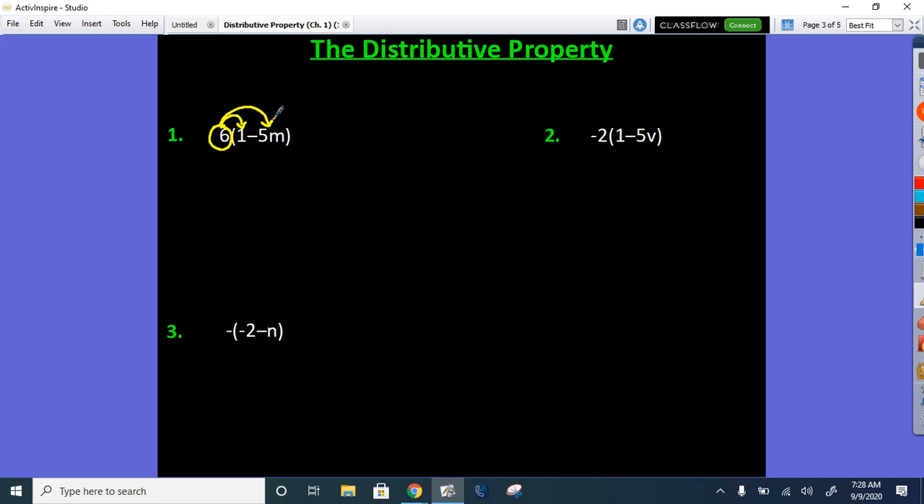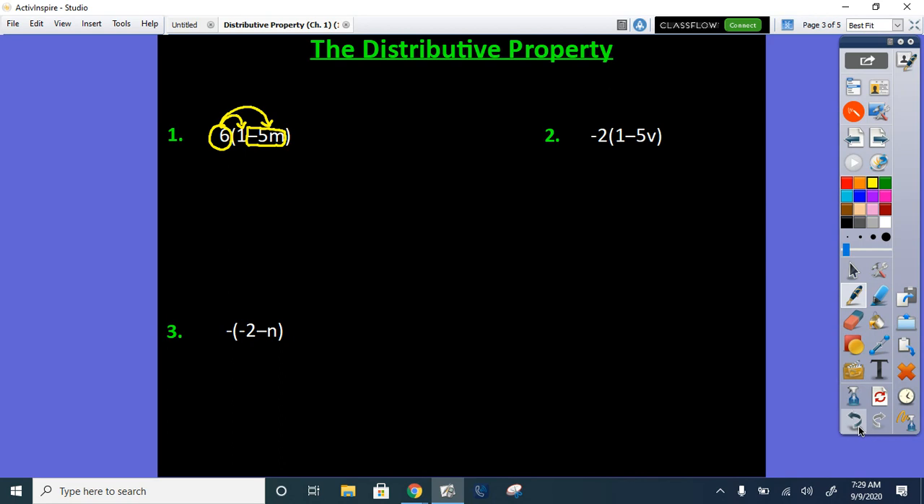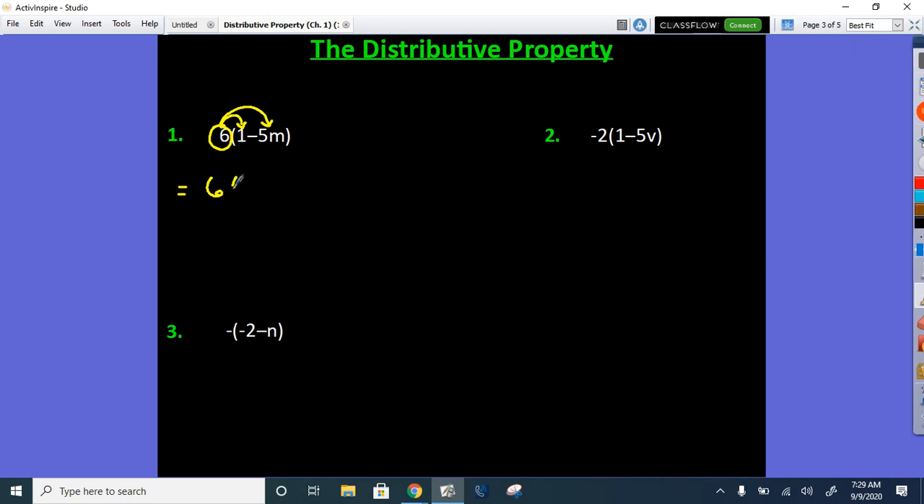Now, if you were paying attention in earlier classes, we know to look at this 5m and look at the sign that precedes it as well. So that's not only a 5m, technically that's a negative 5m, because that sign in front of it is telling me what actually it is, positive or negative. So I'm going to multiply in here. What I'm thinking in my head is I have 6 times 1, and then I have 6 times negative 5m. I'm not going to put a sign in between them right now. I'll put that in the end.